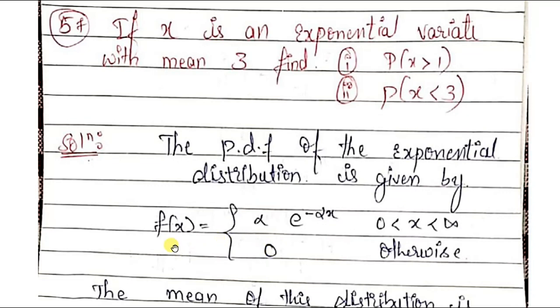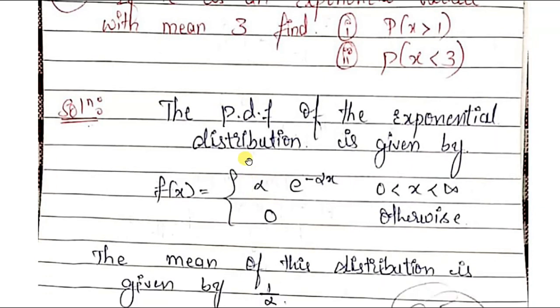I repeat once again, the probability density function, PDF, for the exponential distribution is given by f of x is equal to alpha e to the power of minus alpha x for the positive values of x from 0 to infinity, and for the negative values of x, it is defined to be 0. This is the definition of the probability density function for the exponential distribution.